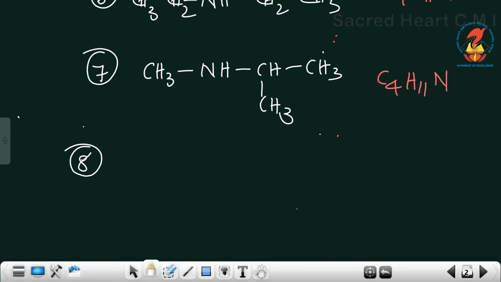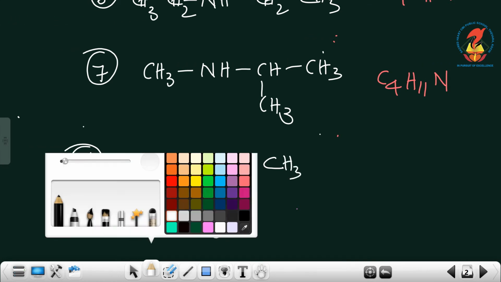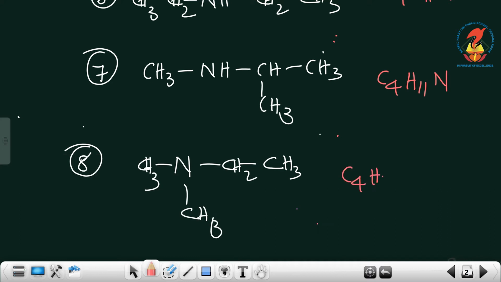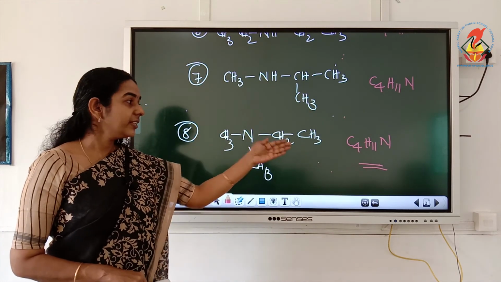Now the last possibility. Primary amines possibilities are over, secondary amines possibilities are over. Now we will see whether any tertiary amine is possible with this formula. What do we mean by tertiary amines? Nitrogen attached to 3 other carbon atoms. In total we have 4 carbon atoms here. So 1 carbon here, 1 carbon here, and the only possibility is to give 2 carbon atoms on any one side. So it will be CH3, N, CH3, CH2, CH3. Again the molecular formula is the same, but the structural formula is different. So these are the different structural isomers possible with the molecular formula C4H11N.